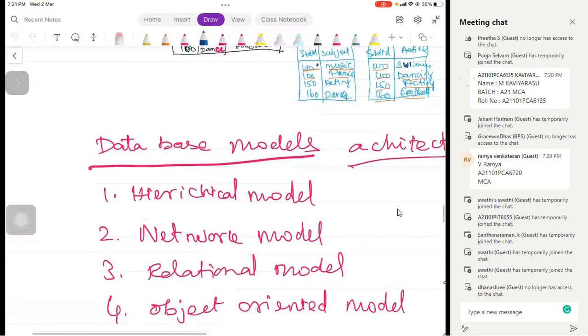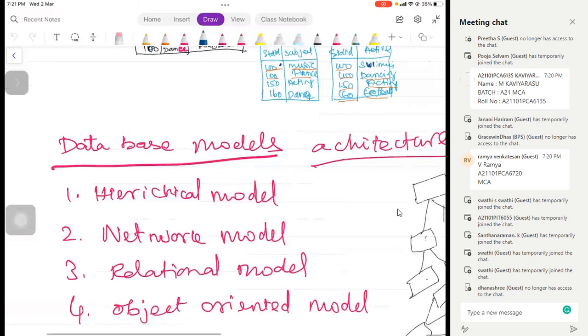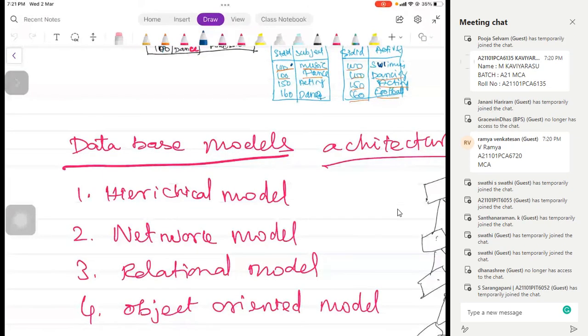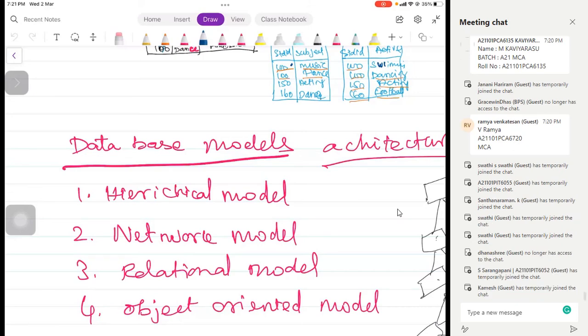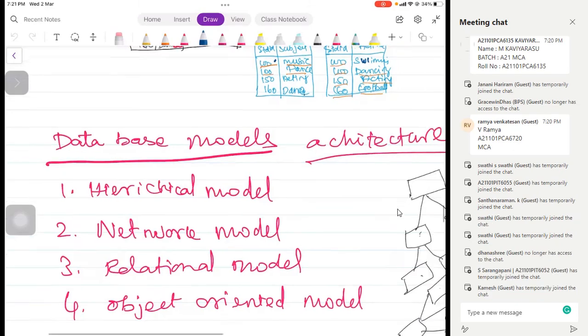Okay, guys, can I start? Database models are architectures. We have seen the relational model. A relational model means the information is arranged in a table manner.